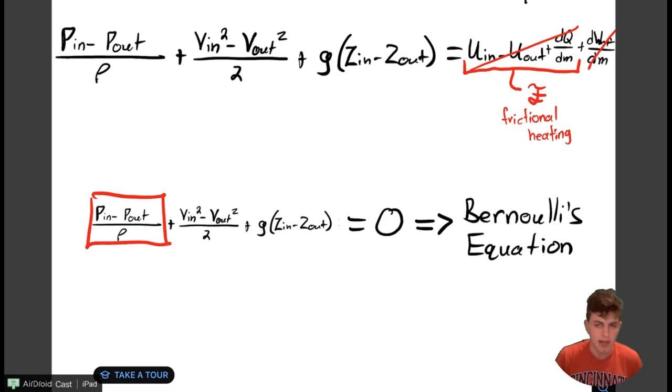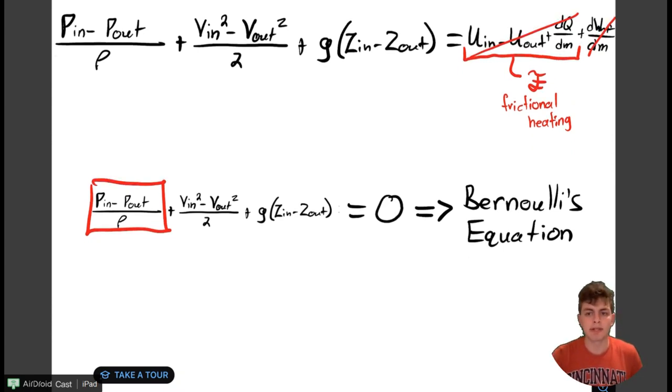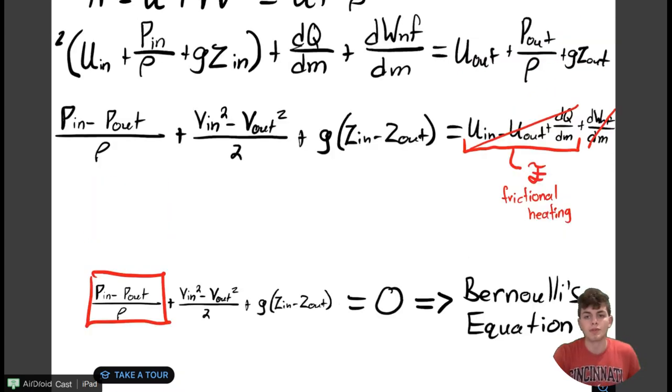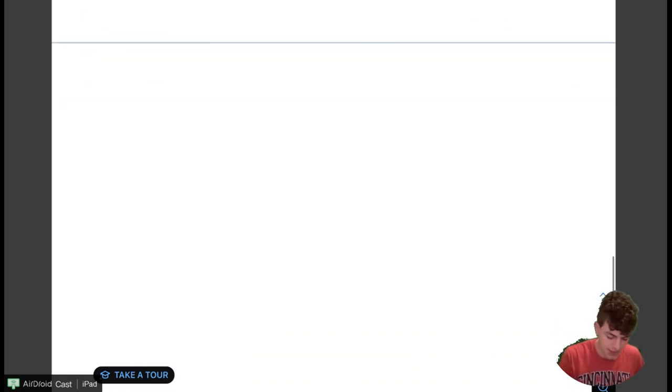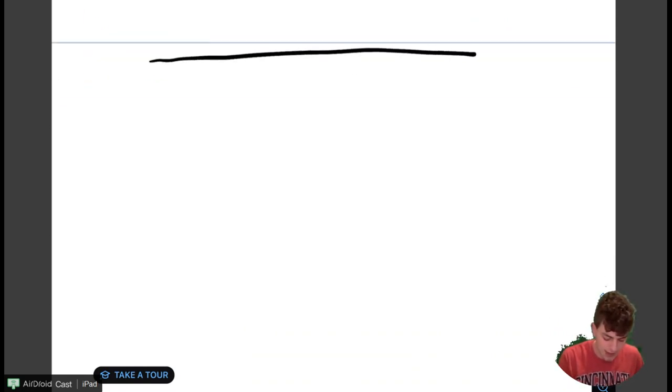Alright, so from here, I'm going to go ahead and move us into two examples. So now that we've gone ahead and derived these two equations here, let's go ahead and apply them to two scenarios. Now, in order to do this, I'm going to have to set up some sort of scenario here. Let's start with a very simplified scenario of a horizontal pipe.